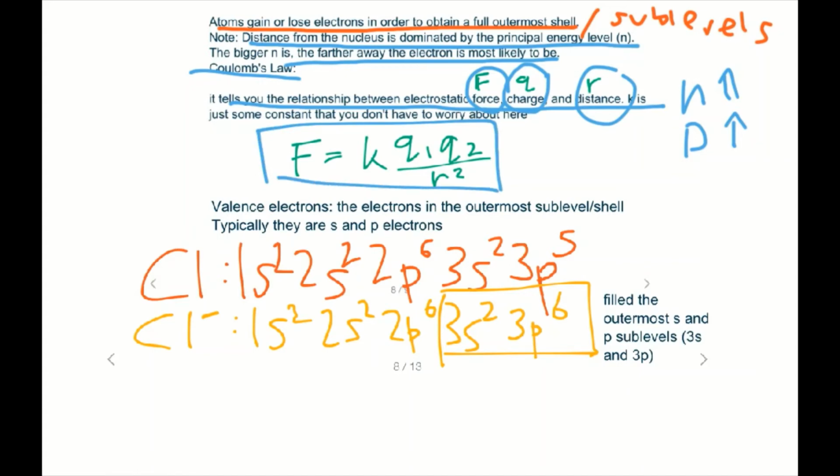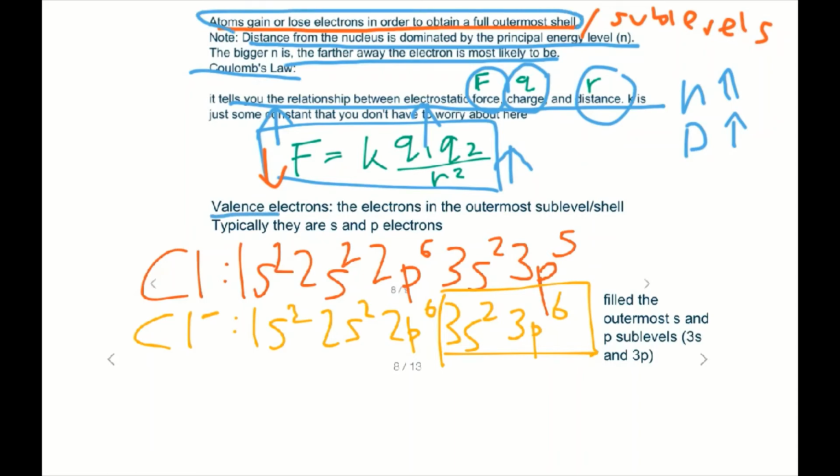It's an equation. And as you increase R, notice how the force decreases. And if you increase the charges of the particles, then you will increase the force because they're both in the numerator. So that's just some interesting things that you can do with Coulomb's Law. And now let's take a look at why atoms lose or gain electrons to be stable.